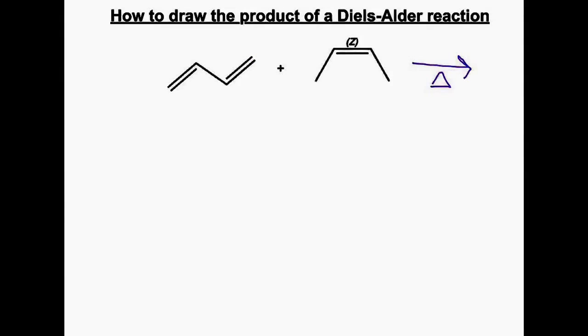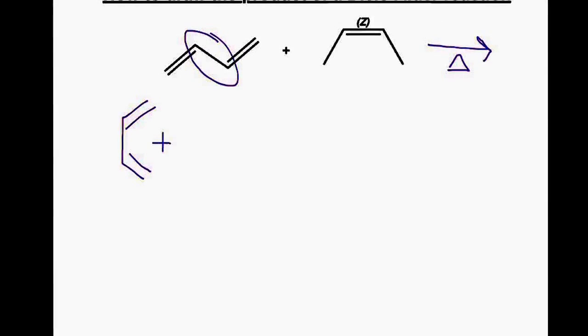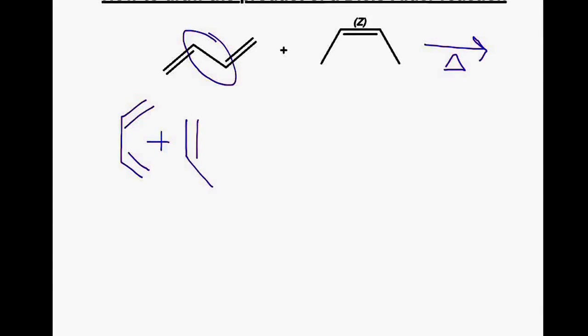Okay, so now let's take a look at how to draw the mechanism and product of a Diels Alder reaction. Our first step is going to be to rotate our diene about its sigma bond in order to make sure that it is in the S-cis conformation. Step 2 will be to place our dienophile with its double bond as close as possible to the diene.